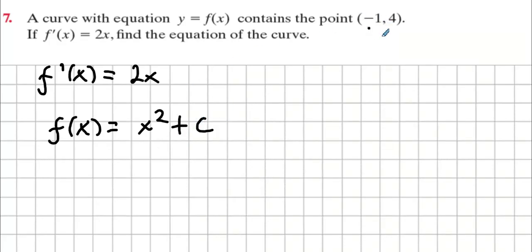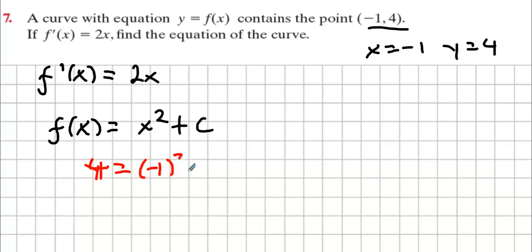Now, we know it contains the point (-1, 4). So that means x is -1 and y is 4. f(x) is just a fancy way of saying y. Is that okay? So what we're going to do: 4 equals x squared, which is (-1) squared, plus c. I think this implies that c must be what? 3. c is 3. Go back up here and replace that c with 3. And that's my answer. The answer is x squared plus 3.